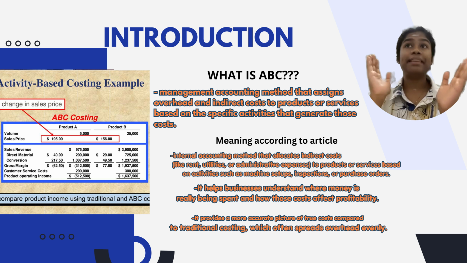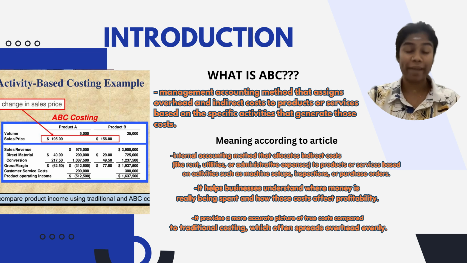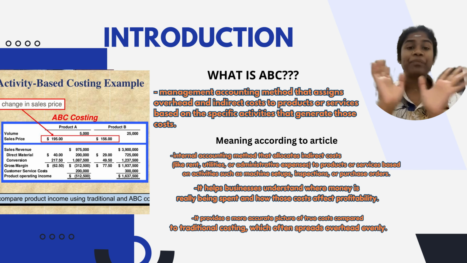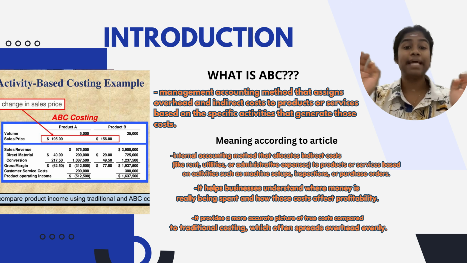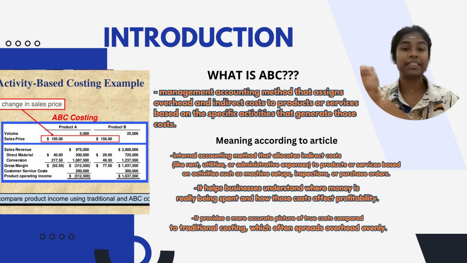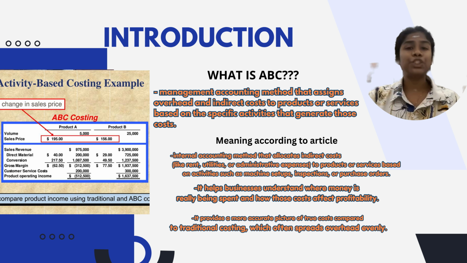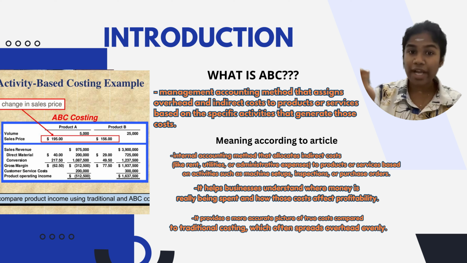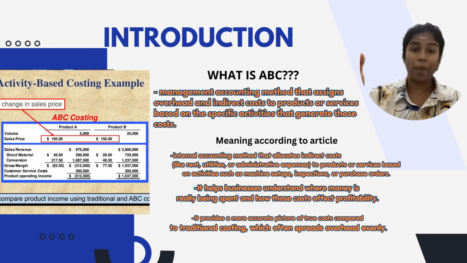But apart from that, the benefits of ABC are clear. First, it gives managers more accurate information. They can see which products are profitable, as I mentioned before, and which ones are draining resources. Second, it helps with pricing. If a product costs more to make, ABC highlights that so managers can adjust the price fairly. And third, it improves efficiency. By showing which activities consume the most resources, ABC helps companies identify wasteful processes and focus on the activities that add the most value.